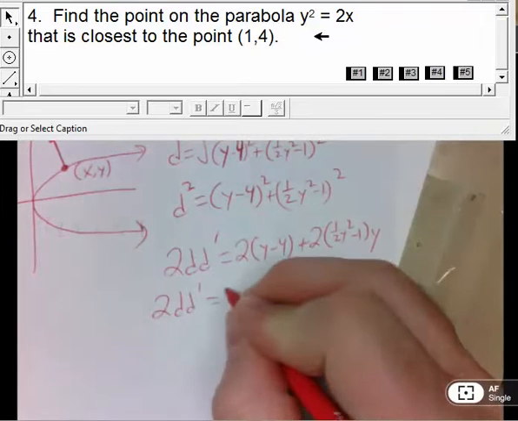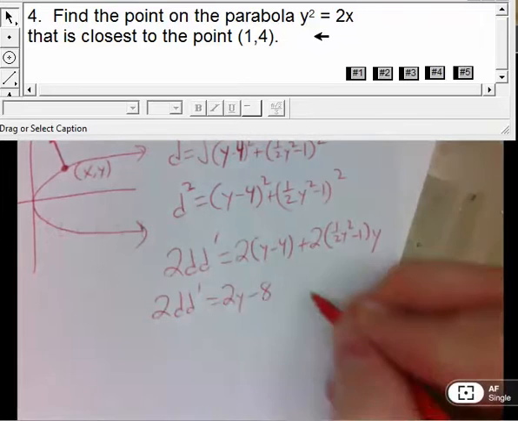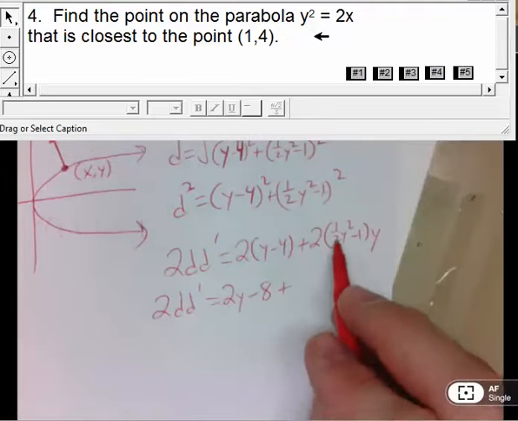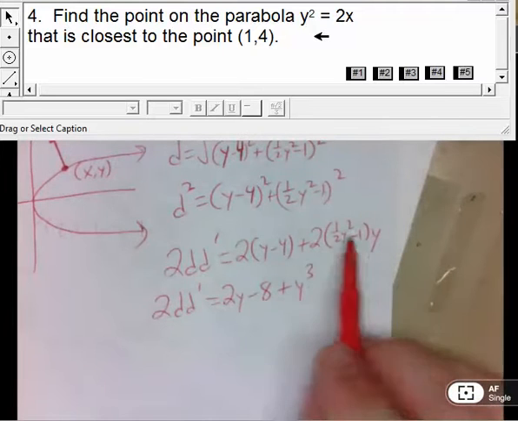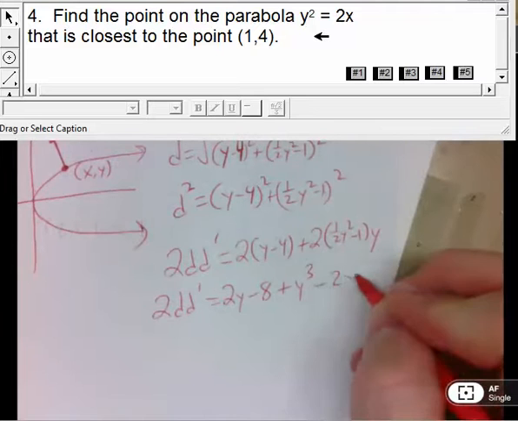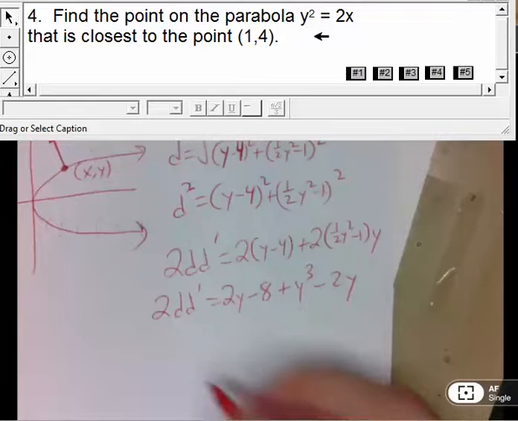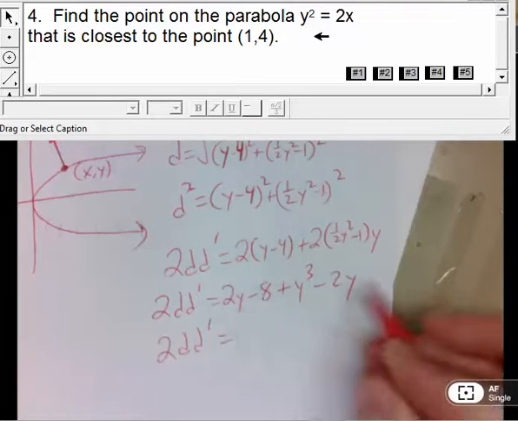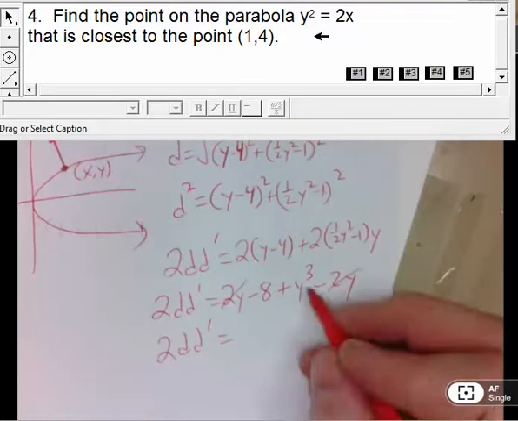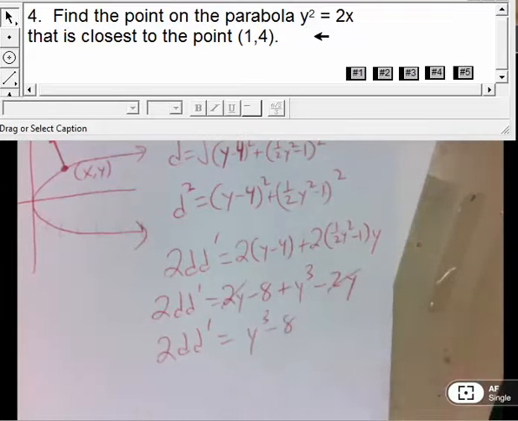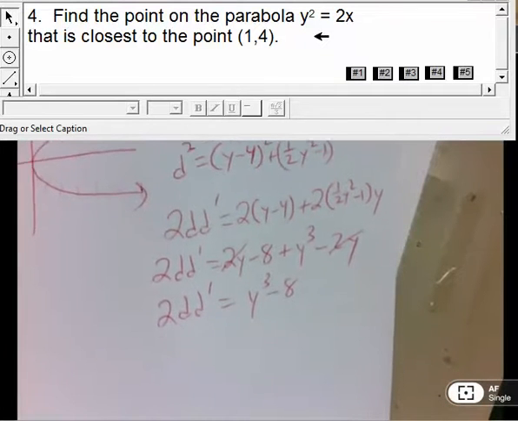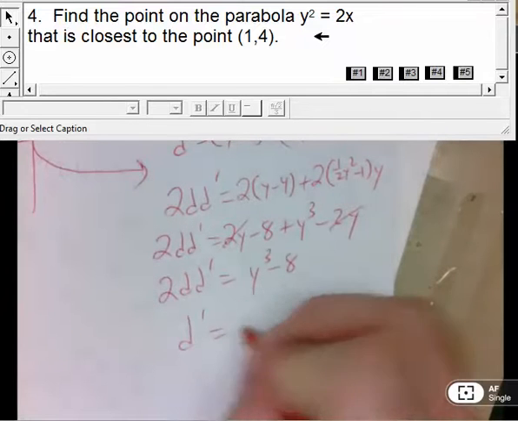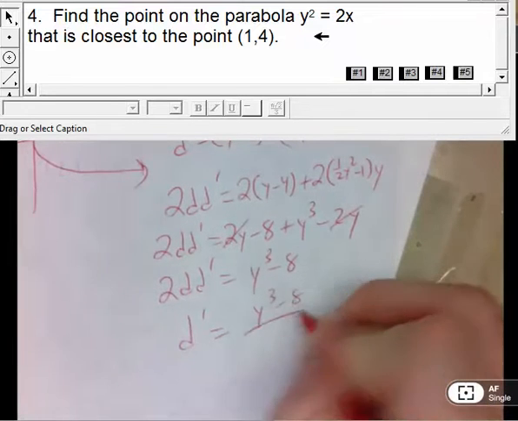2dd prime is going to be 2y minus 8 plus 2 times 1/2, of course, is 1. Y squared times y is y cubed. This is going to be negative 2 times y minus 2y. Clean that up. 2dd prime equals, the 2y's cancel, and I'm left with y cubed minus 8. Okay? Well, I want to solve for d prime, right? I want to know when d prime is 0 or undefined. D prime is going to be y cubed minus 8 over 2d.